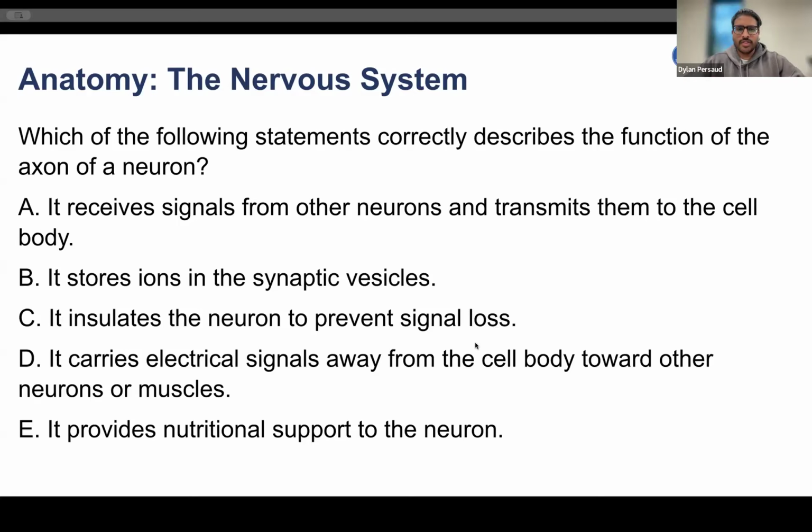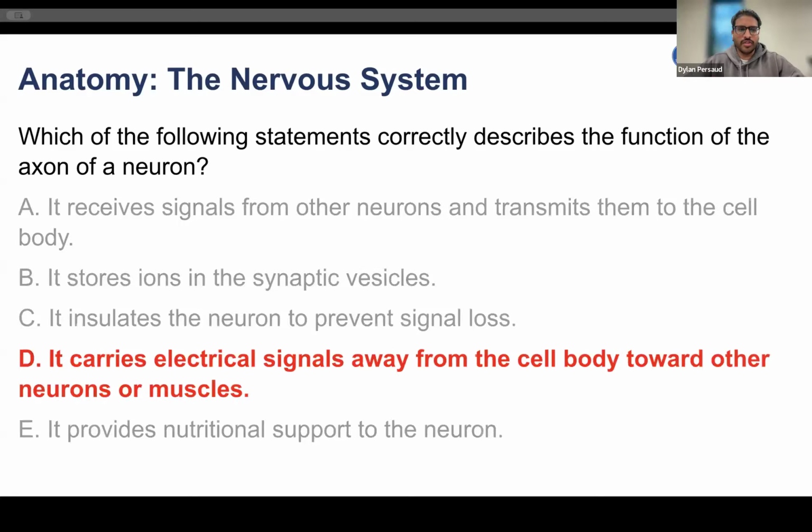Okay, so this one we got a little bit of a spread. It looks like choice D and choice A were the most chosen. So this one is actually choice D. There's a little bit of nuance here, but we can spend some time going over this because we had a little bit of a spread.